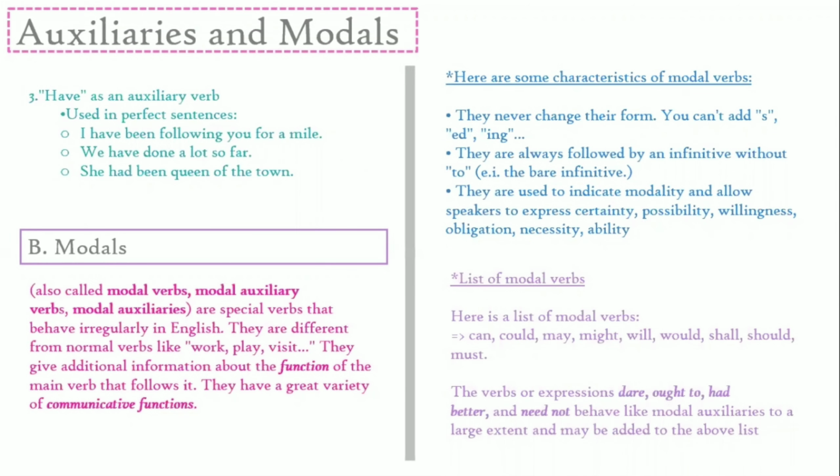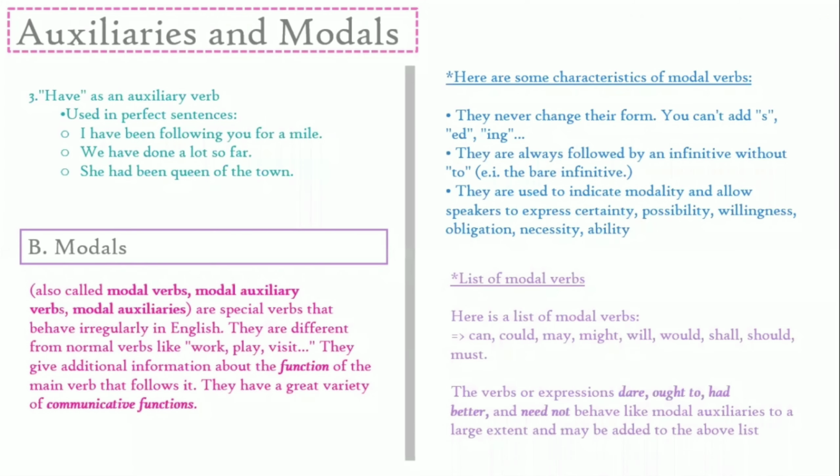Have as an auxiliary verb. Usually used in perfect sentences. For example, 1. I have been following you for a while. 2. We have done a lot so far. 3. She had been queen of the town.